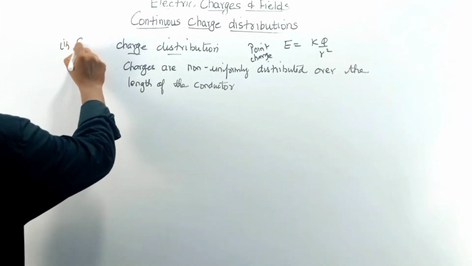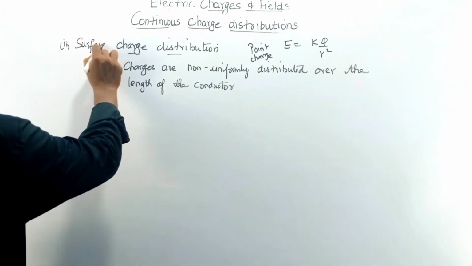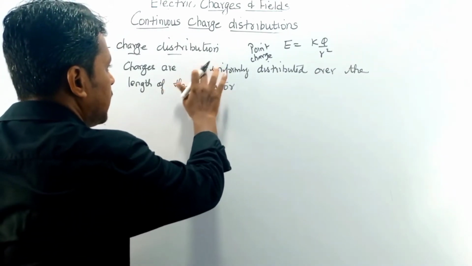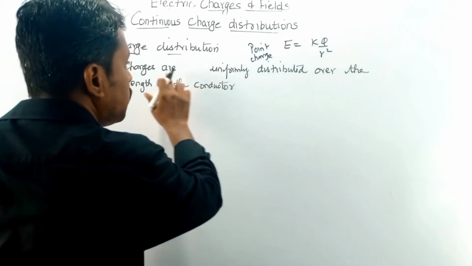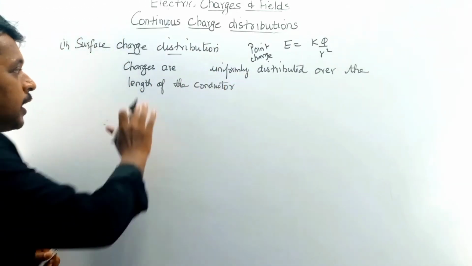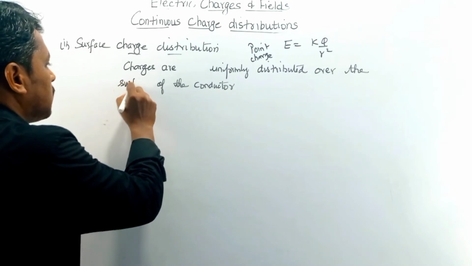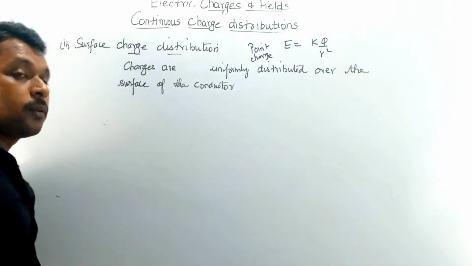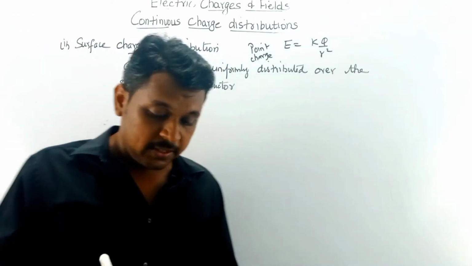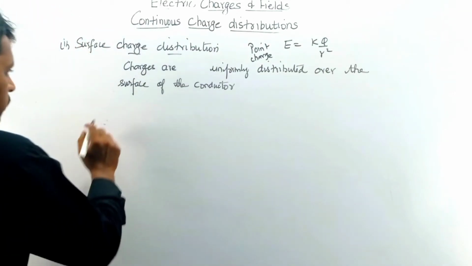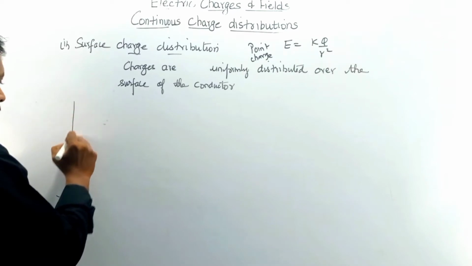So the second one we have is surface charge distribution. Here the charges are, in this case we can write, the charges are uniformly distributed not over the length, but over the surface of the conductor. So in this case we see that the charges are uniformly distributed over the surface of a conductor. Okay, so now let us take an arrangement like this.